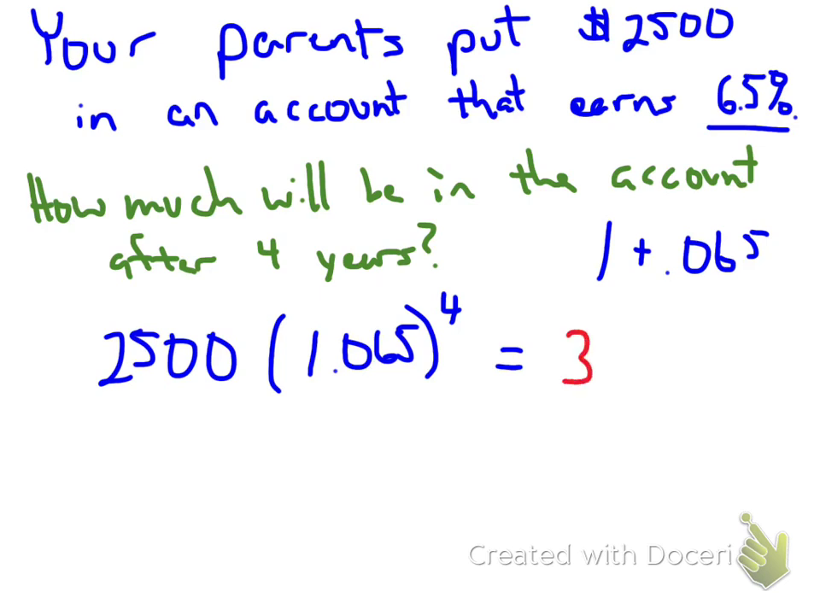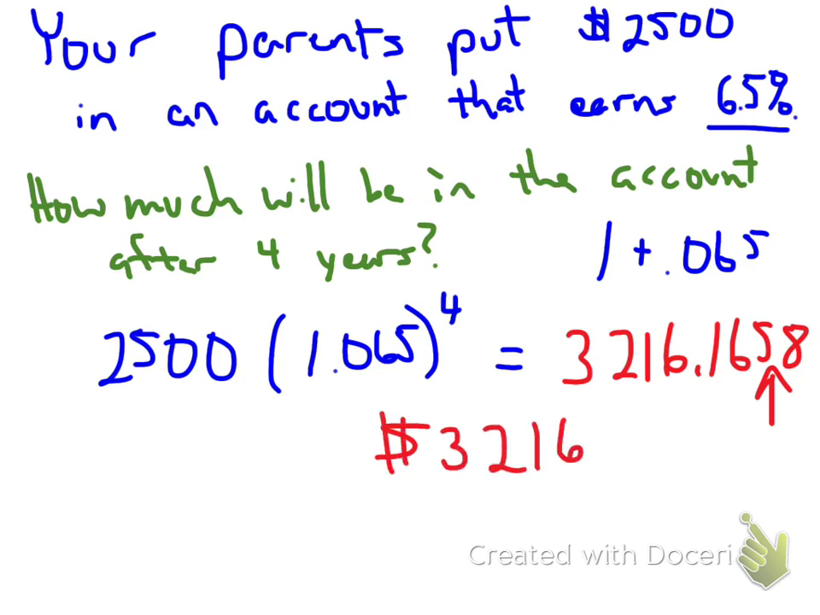So that should be 3,216.1658 and so on. This number right here, the third decimal place, decides if I'm rounding up or down. That is a 5, so that means I'm rounding it up. So my answer is $3,216.17.